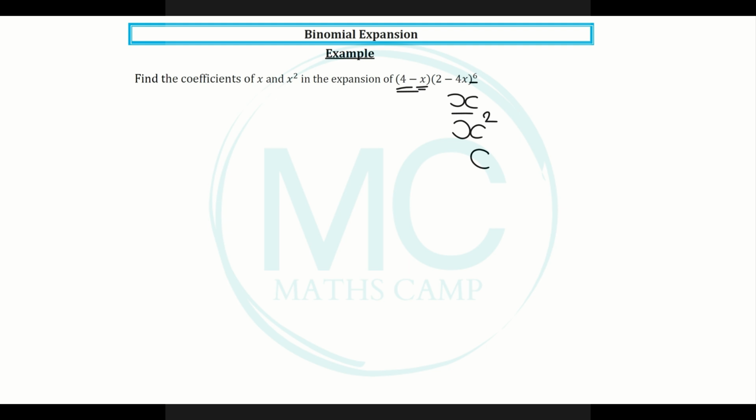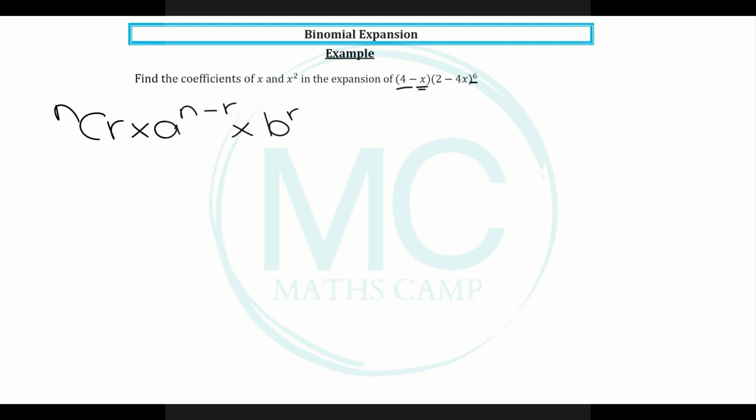From this, we can see that when we expand the second bracket, we only need the constant, the x term, and the x squared term. So let's expand this bracket for these three terms. To expand for a specific term, we're going to use the formula nCr multiplied by a with an exponent of n minus r multiplied by b with an exponent of r. In the second bracket, a is 2, b is negative 4x, and n is 6.